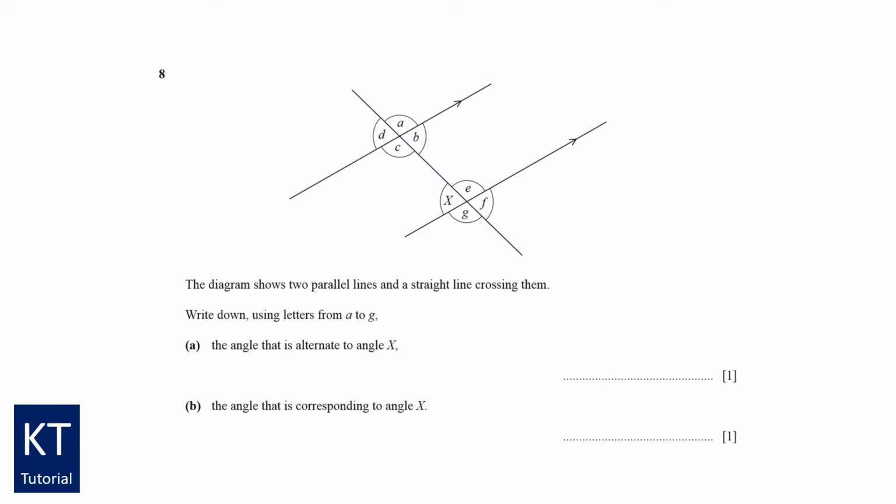Question 8. The diagram shows 2 parallel lines and a straight line crossing them. Write down using letters from A to G the angle that is alternate to angle X. The required angle is B. Next, the angle that is corresponding to the angle X. This is angle D.